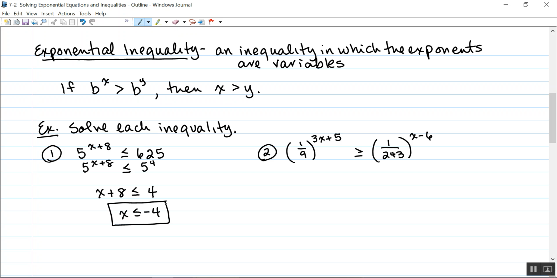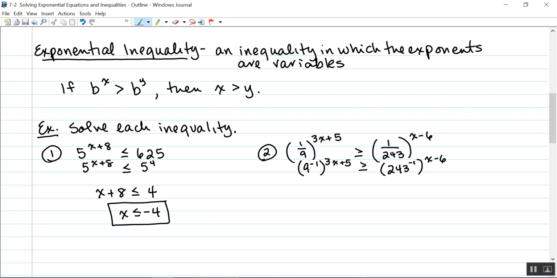Okay. Example number 2, 1/9 raised to the power of 3x plus 5 is greater than or equal to 1 over 243 raised to the power of x minus 6. In this case, I'm going to rewrite each of these with a base of 3. But let's do it in a couple steps here. So 1/9 is 9 to the negative 1 to the 3x plus 5 is greater than or equal to 243 to the negative 1 raised to the x minus 6.